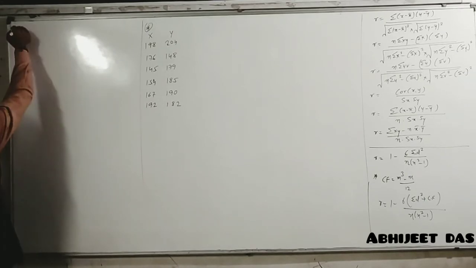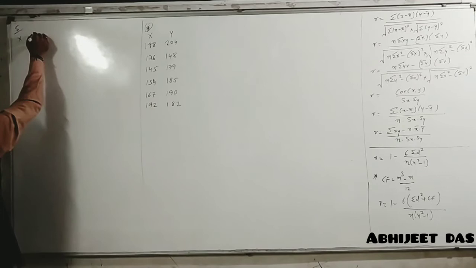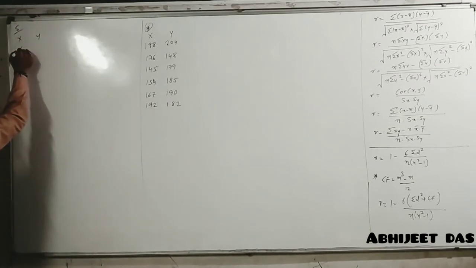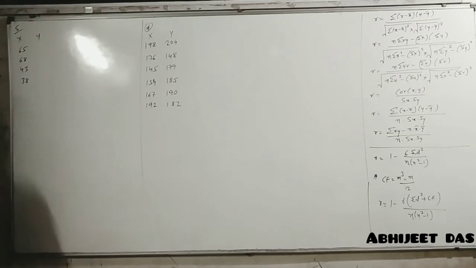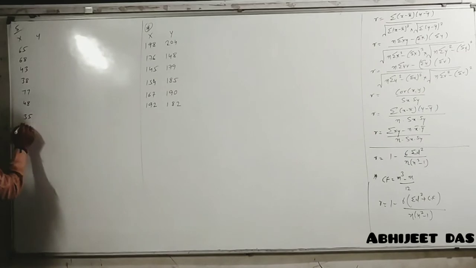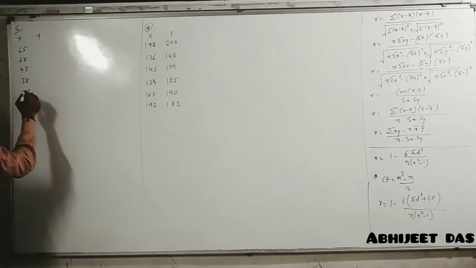Now I want you people only to solve. I'll write down X and Y. I'll give you the timing. X: 65, 68, 43, 38, 77, 48, 35, 30, 25, 50.